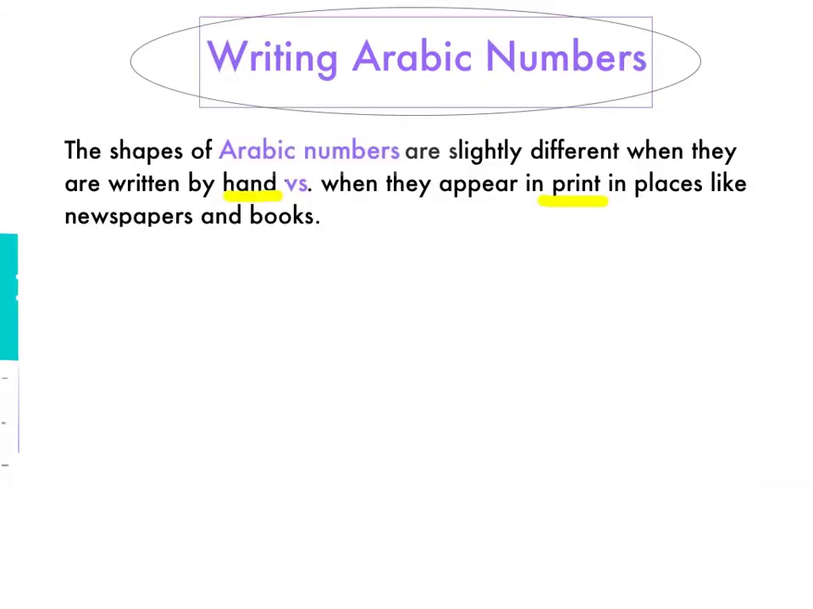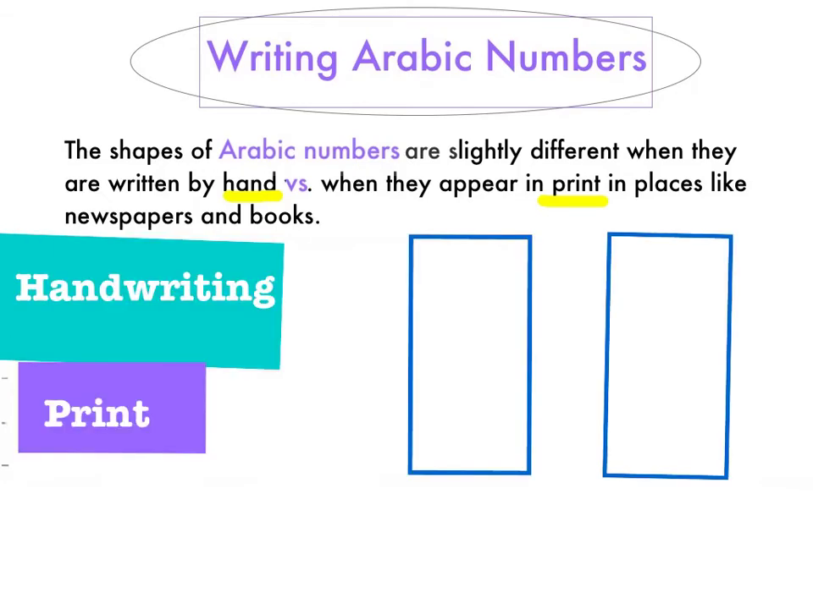As we said before, the shapes of Arabic numbers are slightly different when they are written by hand versus when they appear in print in places like newspapers and books. Now watch how I write numbers from 1 to 5 in handwriting. 1, 2, 3, 4, and 5.